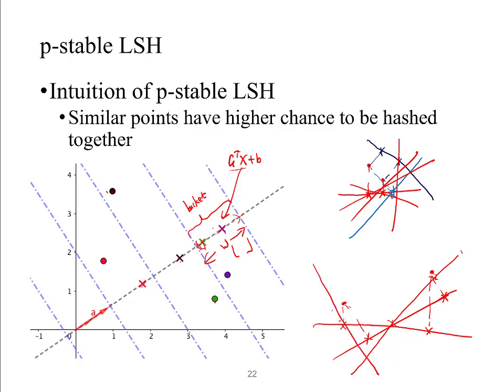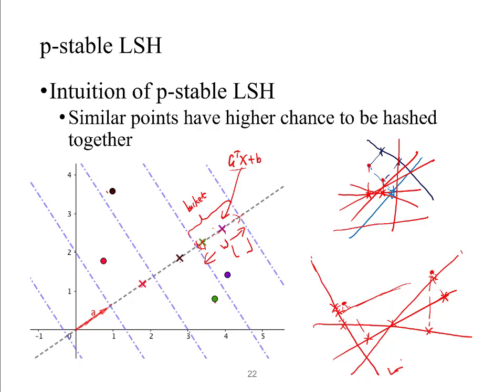Only when the projection is like this would they have the chance to have their projections close to each other. Now, apparently, compared to the example here, these two points would have a lower chance to be hashed together, because their projections would usually be far away.